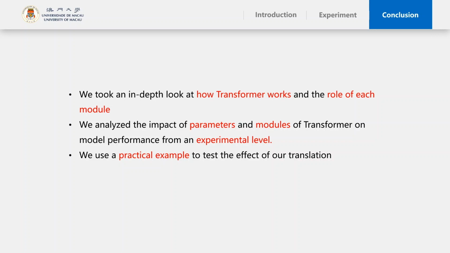And in the end, we used an example of translation. We could find that our model can really translate well, and this is all we learned from this project.